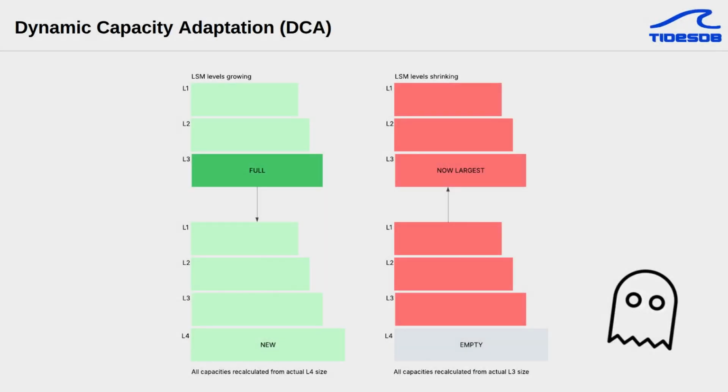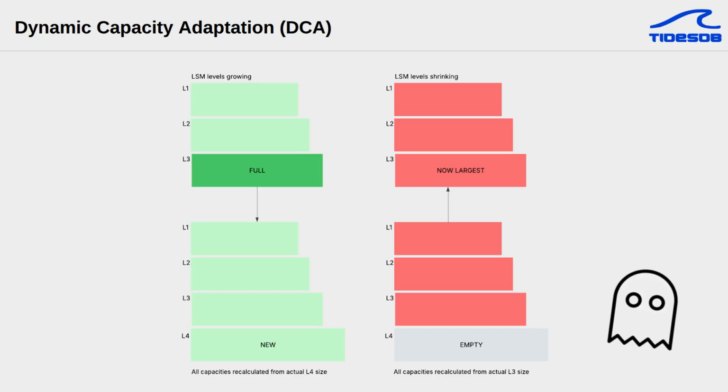So we implement another aspect of Spooky, which is the DCA, dynamic capacity adaptation. In TidesDB, levels can grow and shrink. So let's say you have 3 LSM levels on disk and L3 becomes full. A new level will be added, L4, and all levels will be recalculated based on the actual level 4 size. And each column family's disk levels can shrink as well.